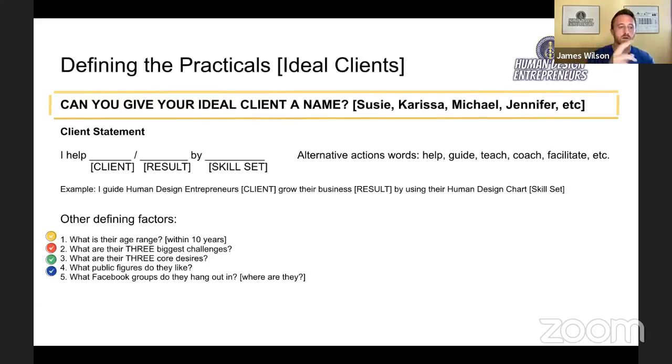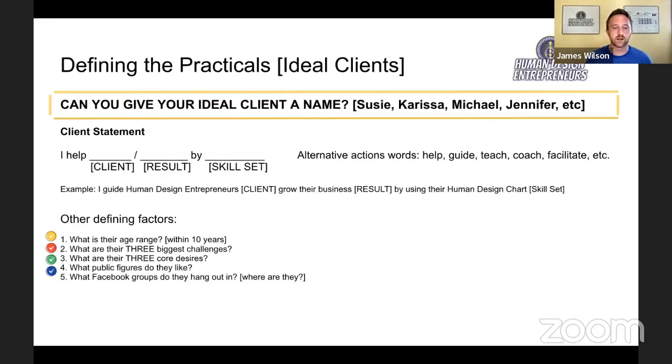What do you provide? Helping people grow their business is what I offer. And then with what skill set? What's the specific skill set that you have? So in this example, it's by using their human design chart or doing human design readings.